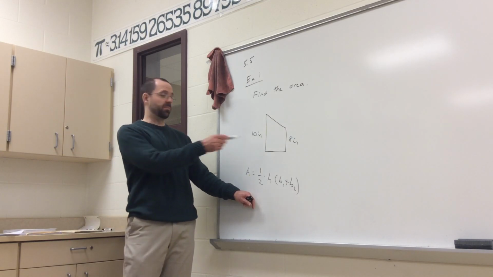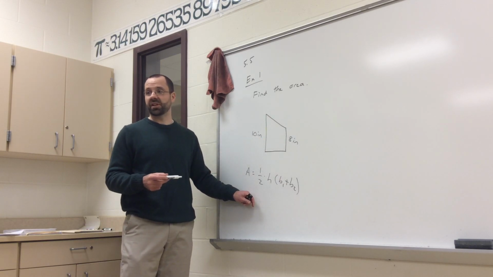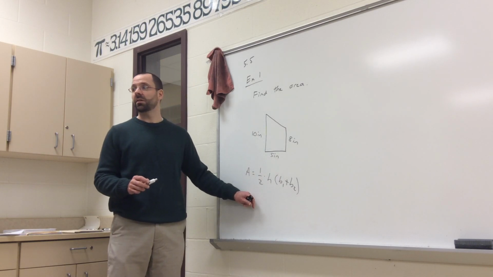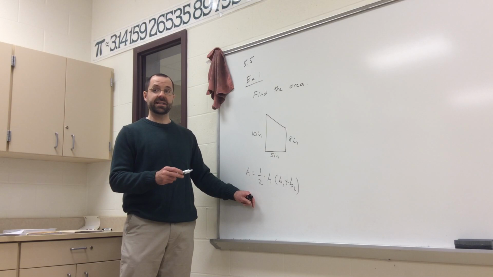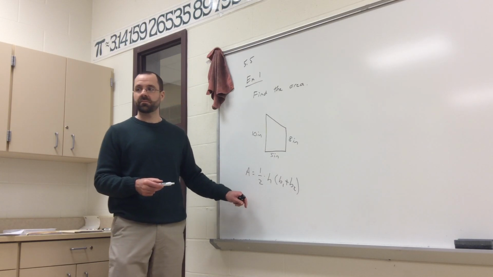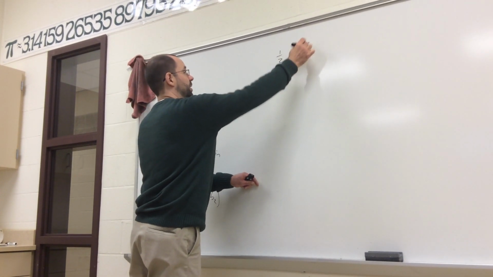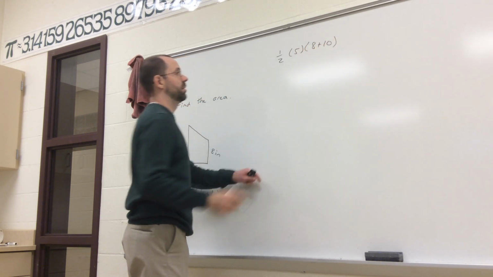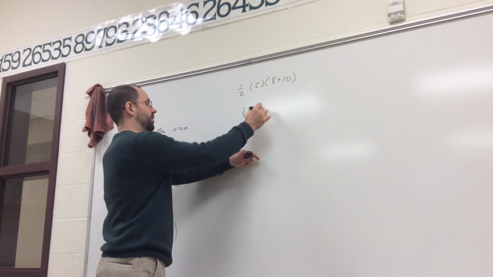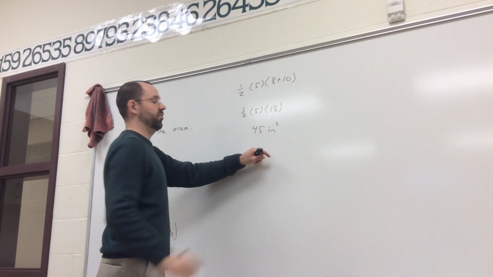So this is kind of weird because the bases are not on the bottom. The bases are the 2 parallel sides. And then this here is 5 inches, let's say. The height then is 5 because the height is the distance between the bases. Okay, so this area would be 1/2 times 5 times 8 plus 10. 8 plus 10 is 18. So 1/2 times 5 times 18. So 45 square inches.